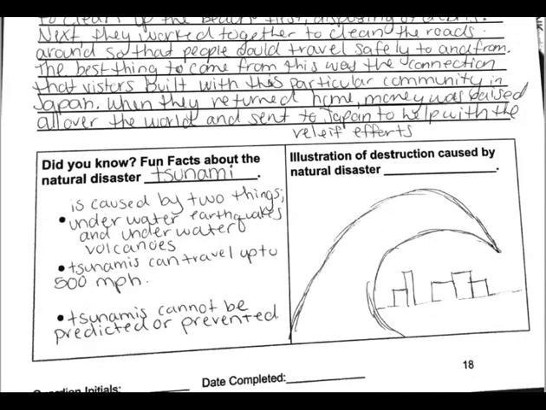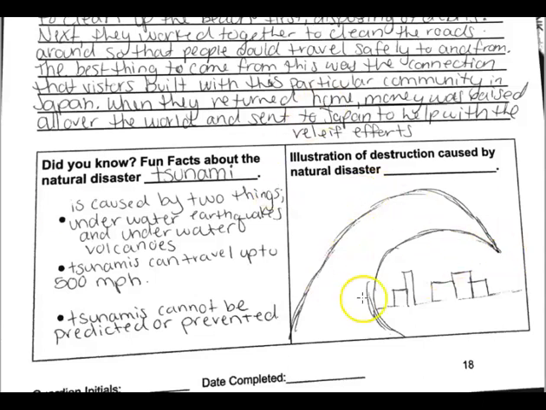Did you know, fun facts about the natural disaster tsunami? It's caused by two things, underwater earthquakes and underwater volcanoes. Tsunamis can travel up to 500 miles per hour, and tsunamis cannot be predicted or prevented.